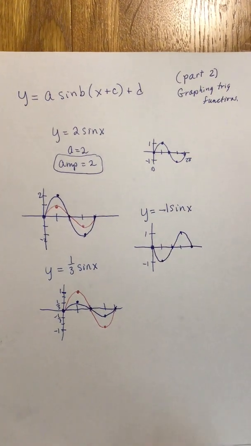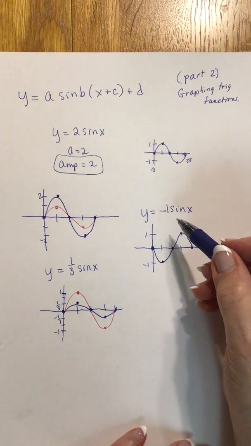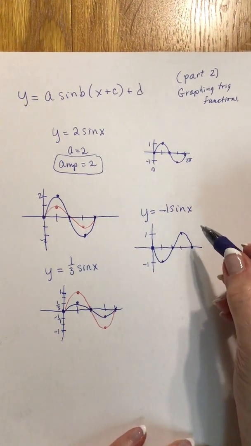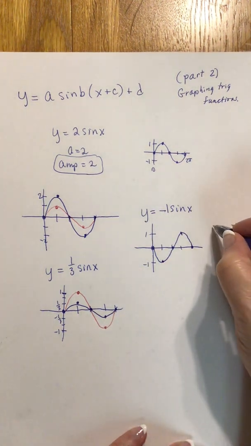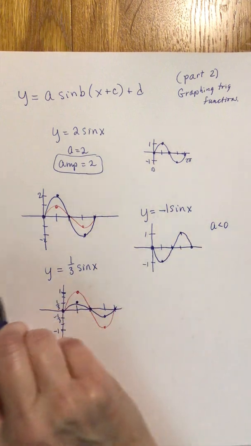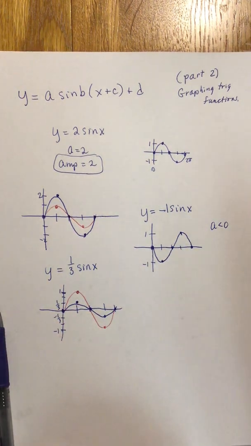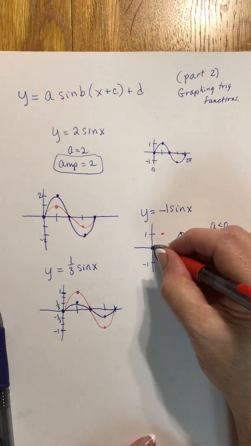Okay, we're going to start where we dropped off. So we were on the one that says y equals -1 sine x. So the -1 goes with the a. So we know that if a is less than 0, it's going to reflect across the x-axis. So our original sine function looks something like this.